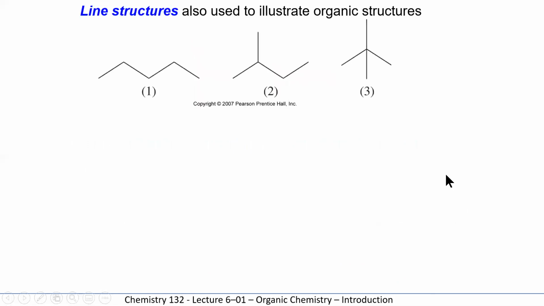So now we can also use just straight line structures. If you don't want to show carbon and hydrogen atoms, it's implied that each location here is a carbon atom. So that would be 1, 2, 3, 4, 5 carbon atoms. There's no double or triple bond, so we would call that pentane, n-pentane, or just pentane.